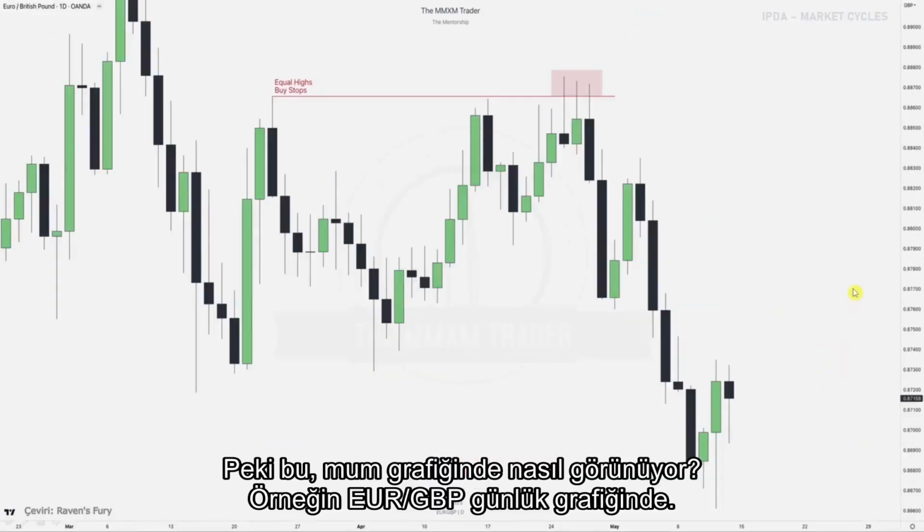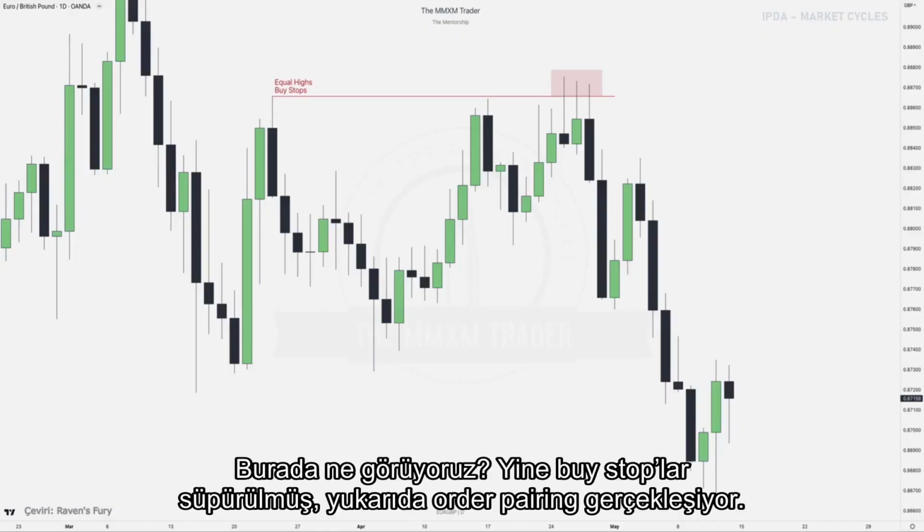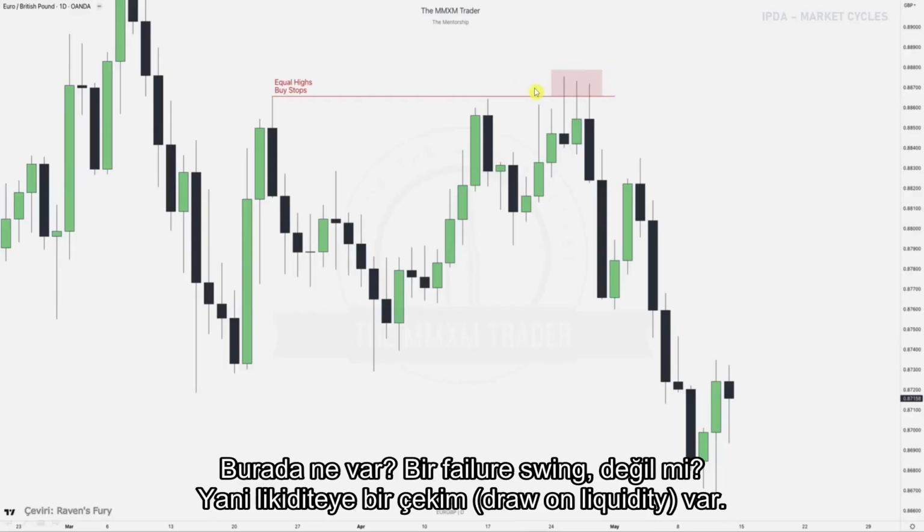Now how does that look on a candlestick chart, right? Euro, British pound, daily chart. Again, think about the previous lessons: failure swings, order pairing, external range and internal range. What can we see over here? Again, buy stops have been raided, order pairing happening above market price here. What are we having here? A failure swing, right? So we have a draw on liquidity.